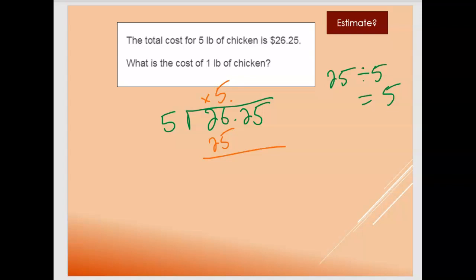So 26 minus 25 is going to be 1. Bring down that 2. How many times does 5 fit into 12? 2 times. 5 times 2 is 10. 12 minus 10 is 2. Bring down the 5. 5 fits into 25 5 times exactly. 5 times 5 is 25. And we are finished. So it did come out to be close to the estimate.